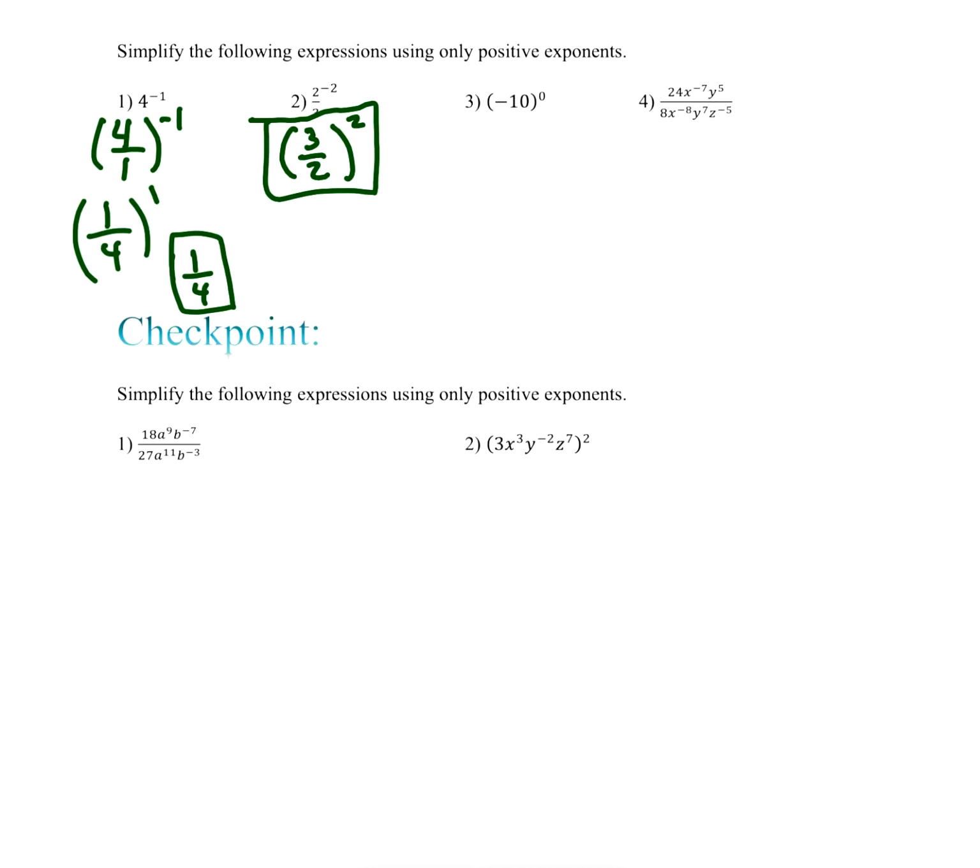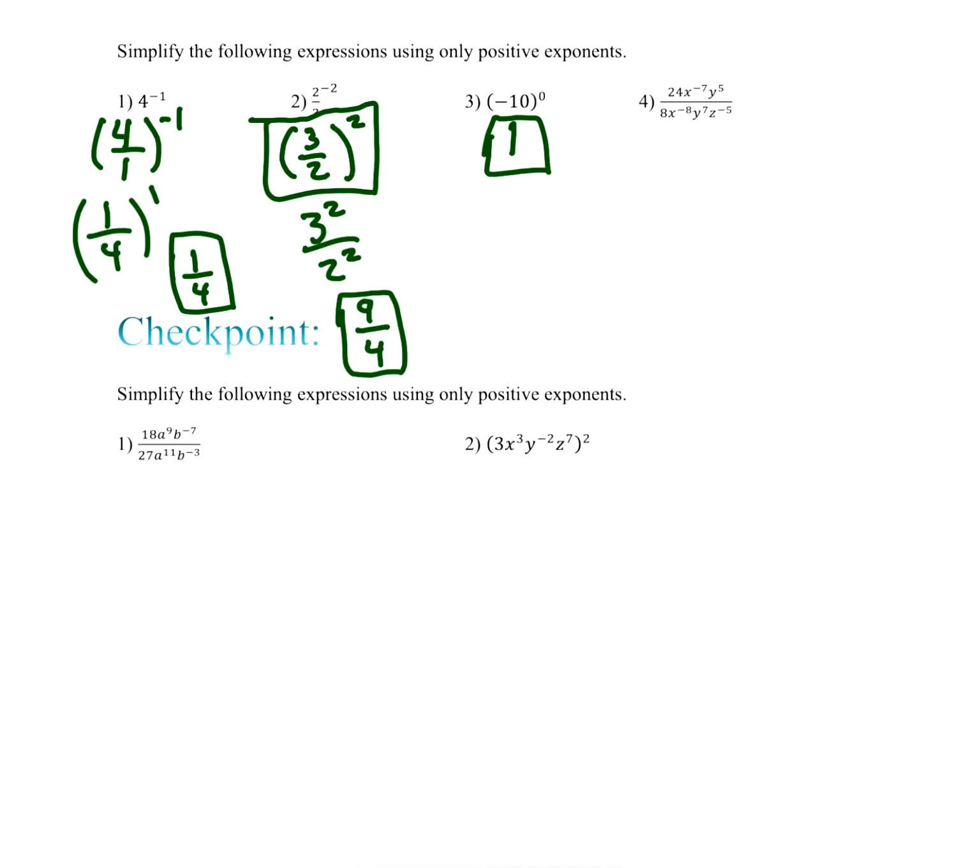Or you can take it a step further. That would be 3 squared over 2 squared, which would be 9 over 4. I'd be fine with either of those answers. Number 3, negative 10 to the 0 power. Anything to the 0 power is 1.